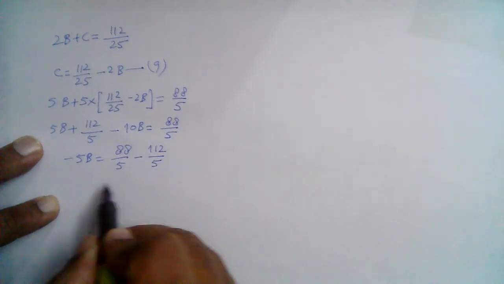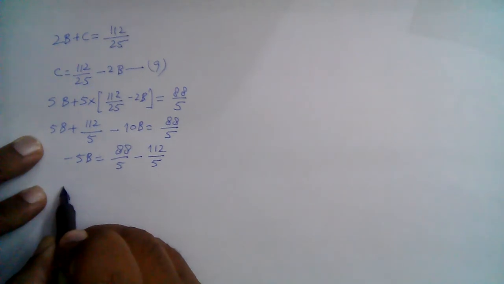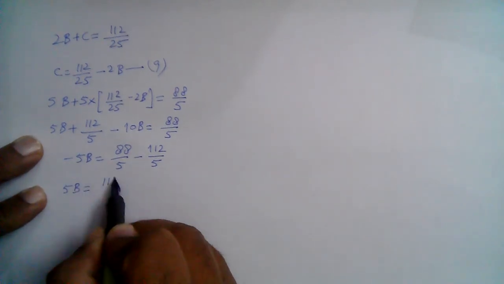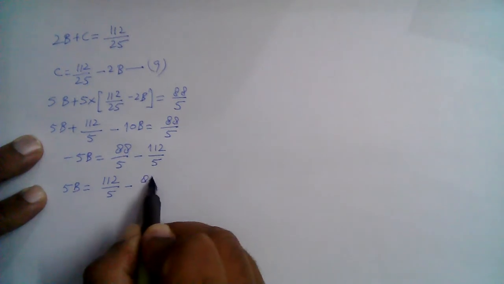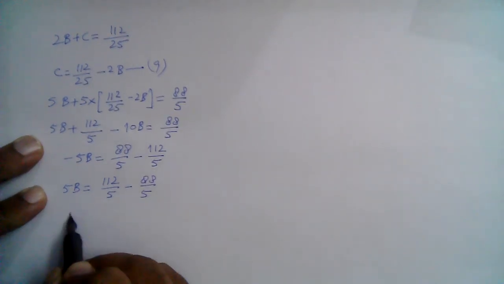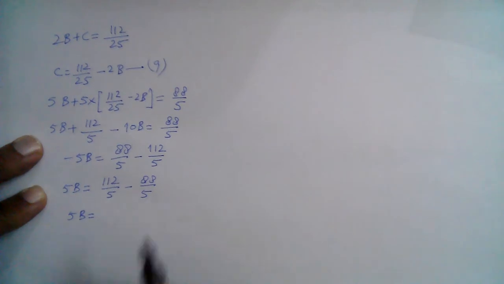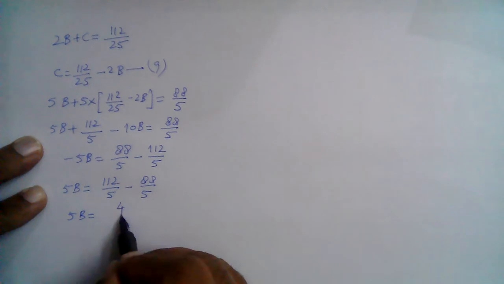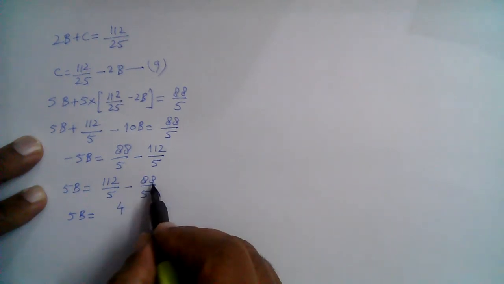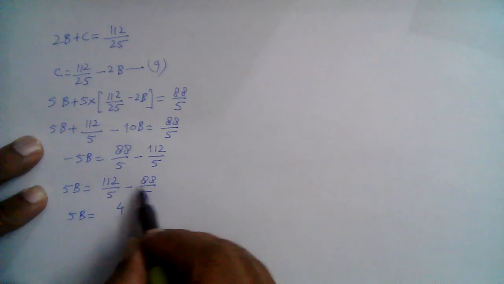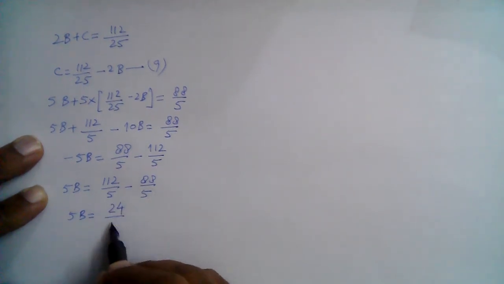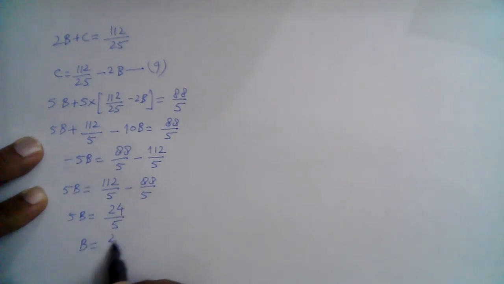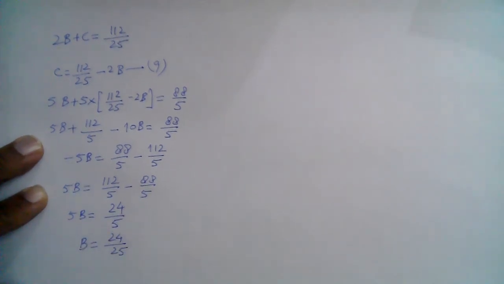And that is equal to 88 over 5 minus 112 over 5. So rather we will say that 5b is equal to 112 over 5 minus 88 over 5. So 5b is equal to 112 minus 88 is 24 over 5. So b is equal to 24 over 25. b is equal to 24 over 25.